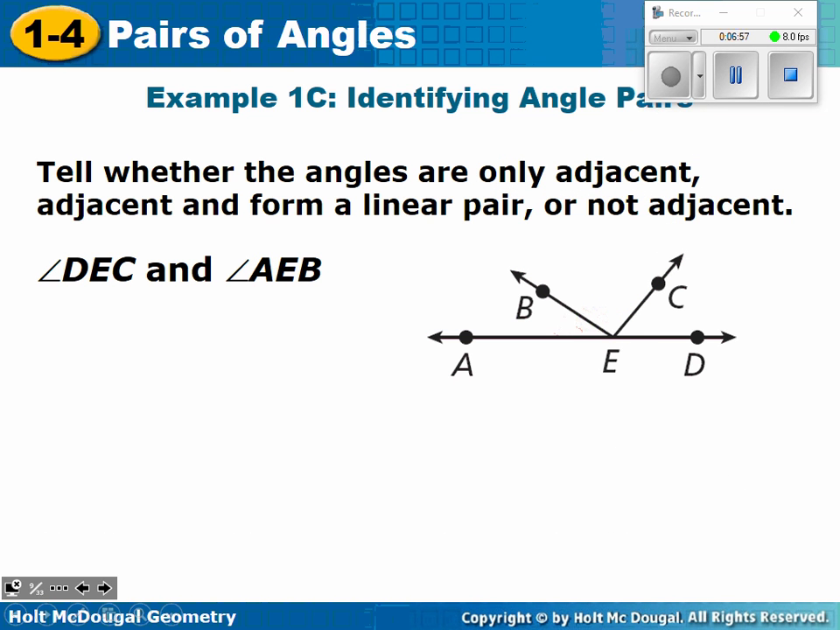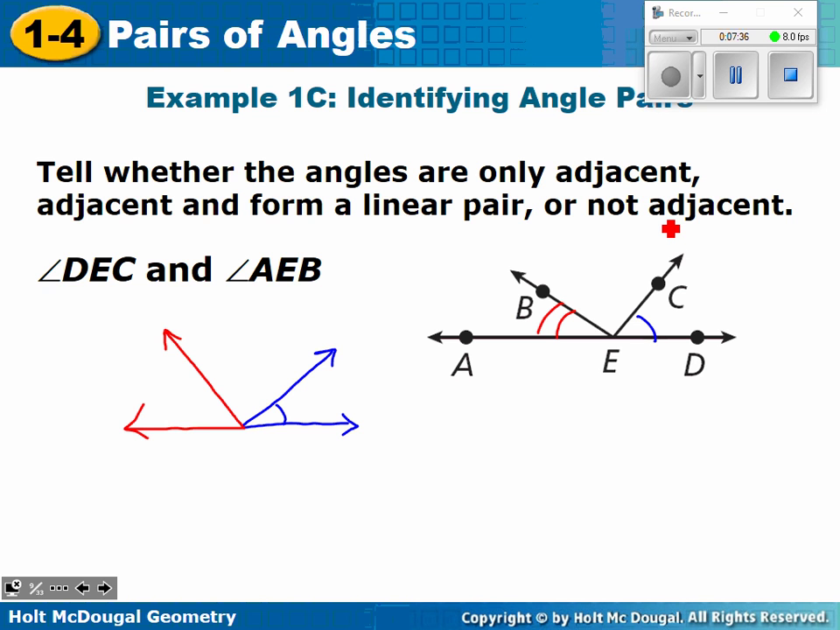Okay, DEC and AEB. So your answer should either be adjacent and form a linear pair, or not adjacent at all. What do you think? Not adjacent. If you draw them, DEC is referring to this angle right here. And if you look at AEB, that's this angle right here.